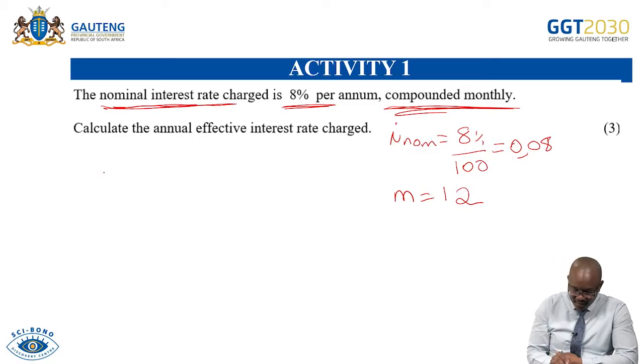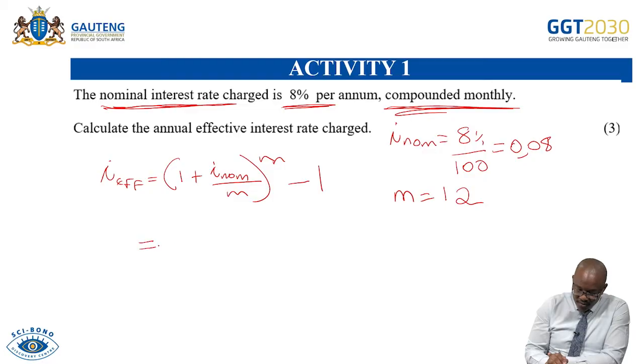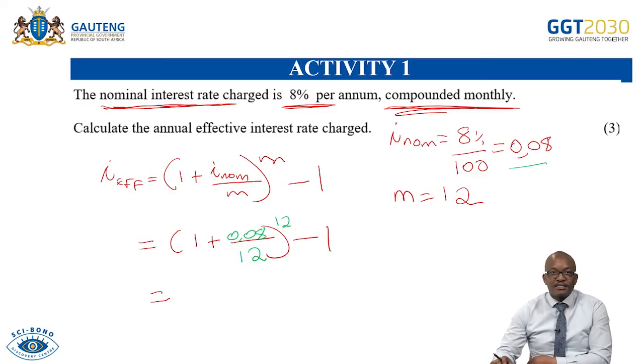And remember, in the formula we have I effective equal to open bracket 1 plus I norm divided by m, to the power of m, minus 1. That is our formula there. Then from our formula, remember the substitution needs to be very accurate. As we substitute, you substitute your I norm, which is 0.08, and then our m, which we said is the different period, which is 12 because it's charged monthly. That's how you do your substitution. Then from there, you are just going to punch this straight into your calculator.